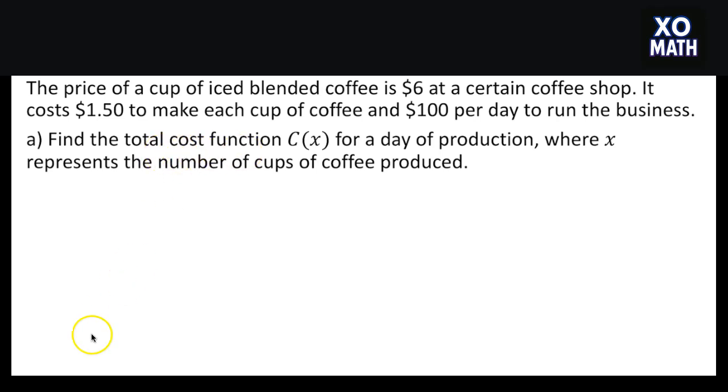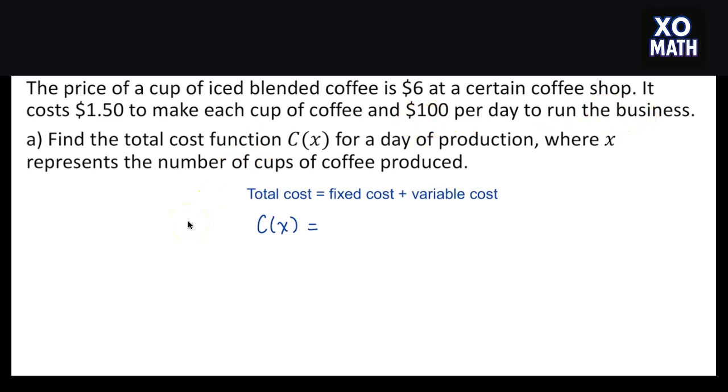Let's recall the pieces of total cost. Total cost is equal to fixed costs plus variable costs. So total cost, we are told to call that C of x, where x is the number of cups of coffee produced. So C of x is equal to, fixed costs are not dependent upon x. Fixed costs is just no matter what, we have to pay that amount. So in this problem statement, we know that $100 per day is the amount that has to be paid to run the business no matter what.